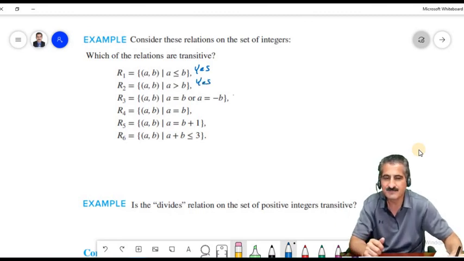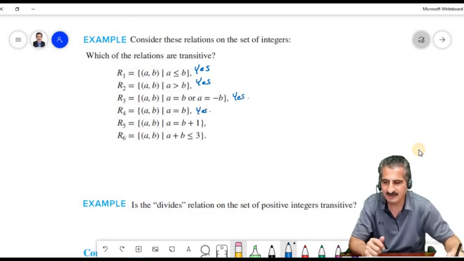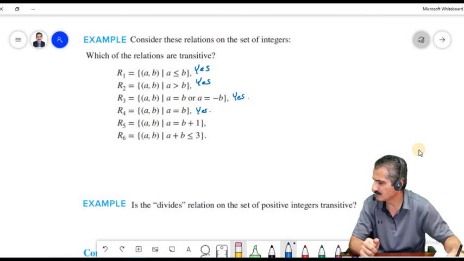R3 must be yes. R4, yes. What about R5? R5, tell me. R5, is it transitive? No? Why? Give me an example.